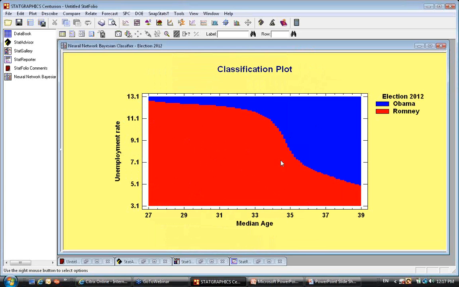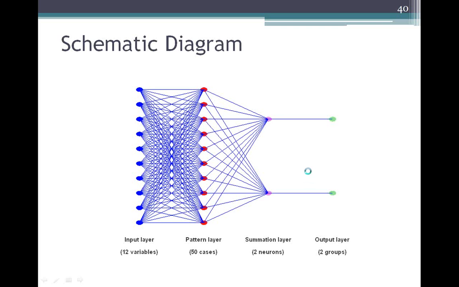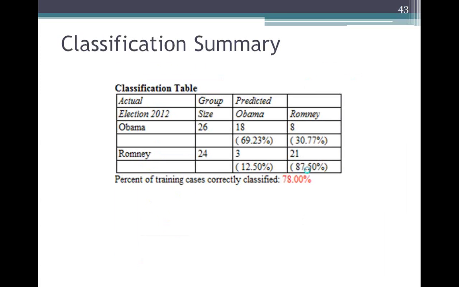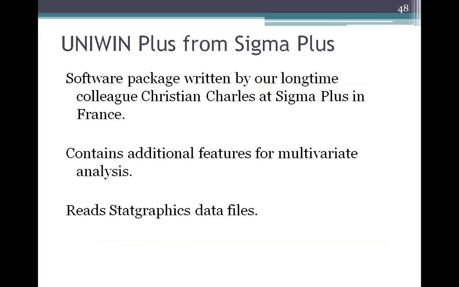Anyway, you've got two methods in Statgraphics Centurion for doing classification. You have the linear discriminant functions. You have the neural network functions. Now, there's one other classification procedure I wanted to talk about, and that's the one that's contained in Uniwin Plus.